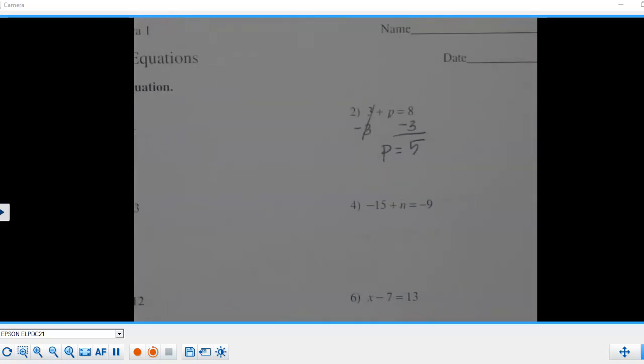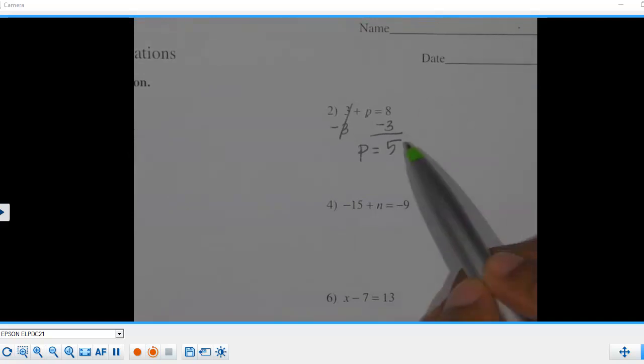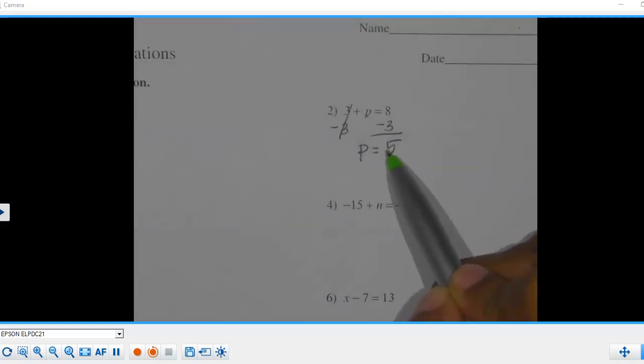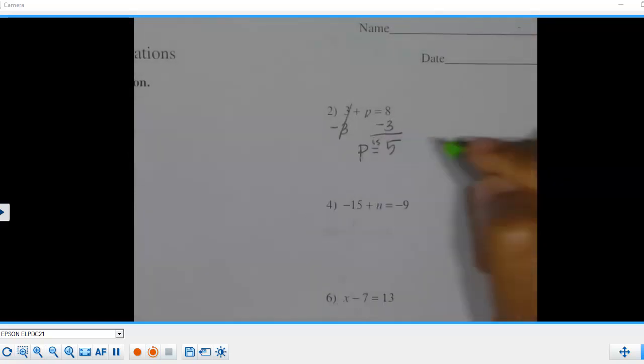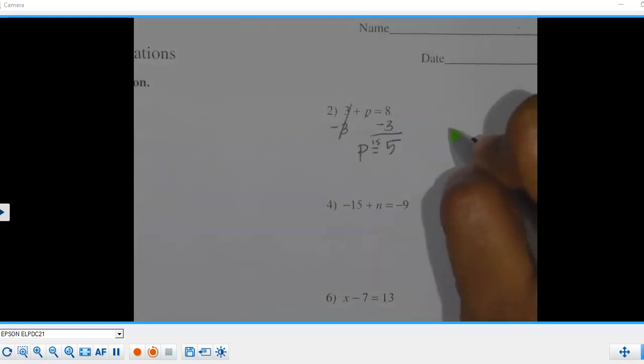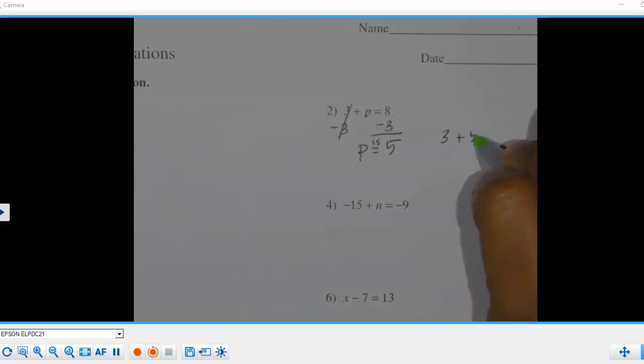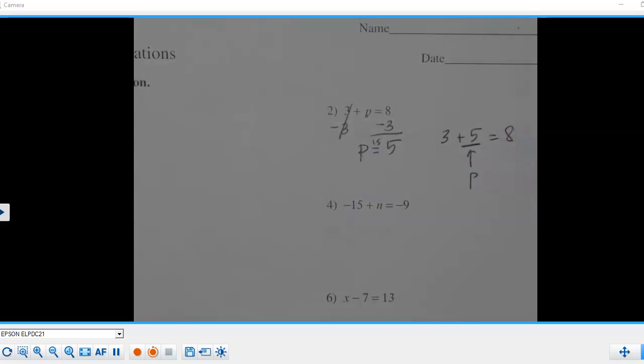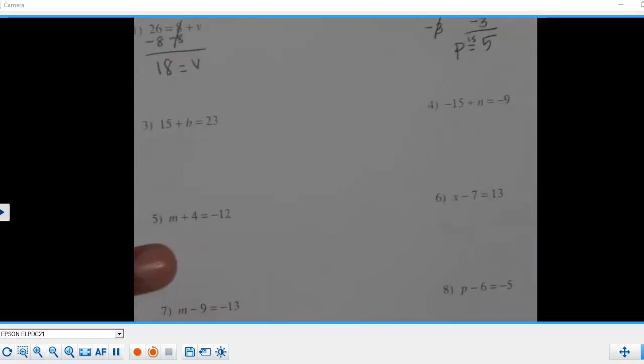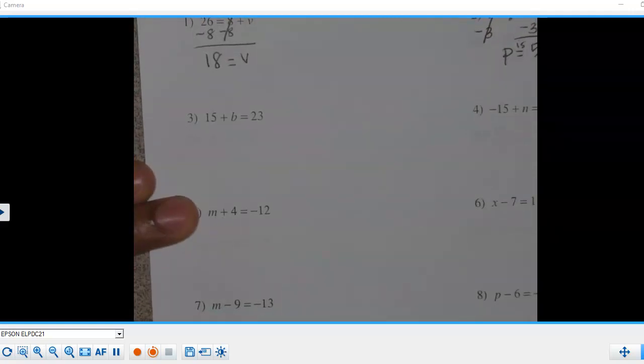And again, you can check yourself, so I'm going to go over to the side. If I plug in P is equal to 5, P is 5. Another word for an equal sign is the word is. So if I go back to the original equation, 3 plus, I'm substituting in a 5 because this was my P. See, that is 8. So then, of course, you know that the P has to be 5. All right, I'm not going to do number 3 because it looks very similar to number 1 and 2.